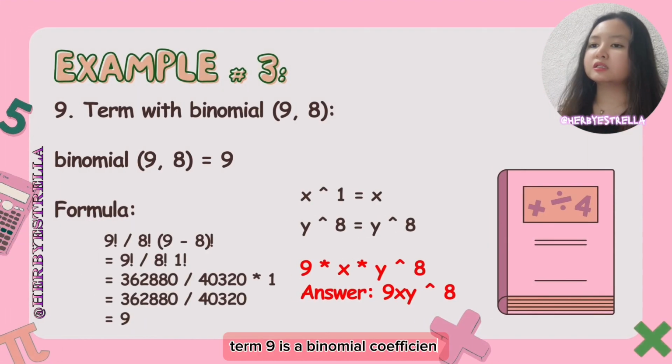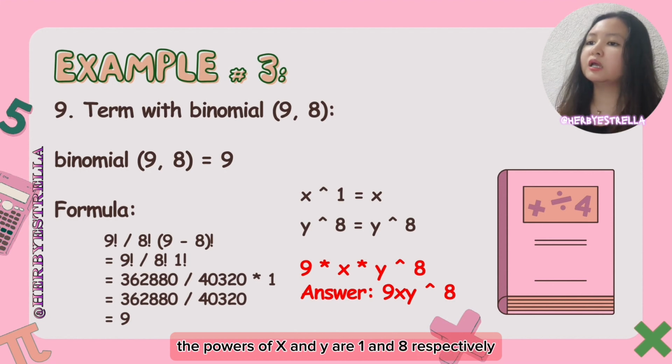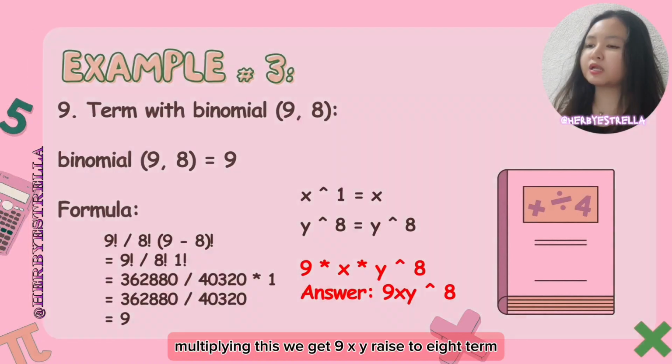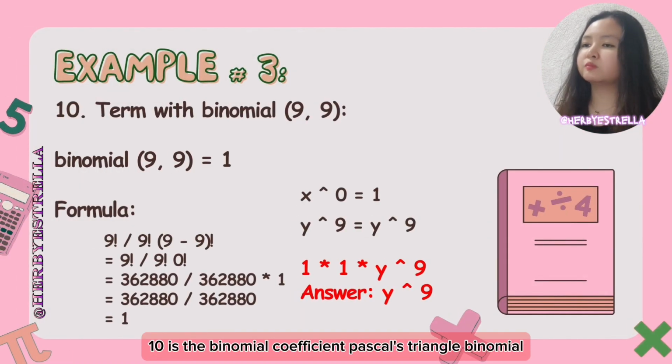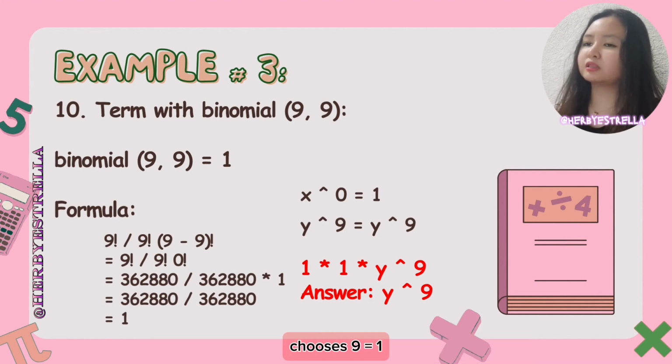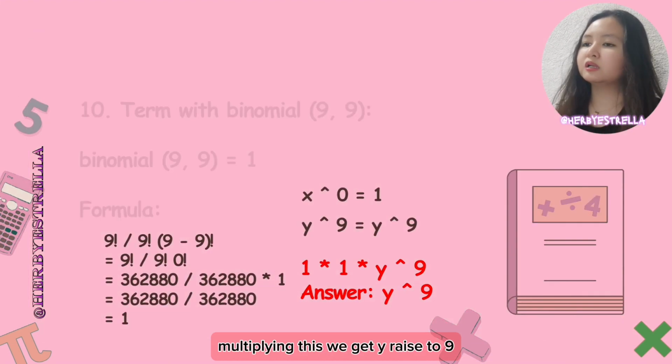Term 9: the binomial coefficient from Pascal's triangle, 9 choose 8, equals 9. The powers of x and y are 1 and 8 respectively. Multiplying this, we get 9xy^8. Term 10: the binomial coefficient from Pascal's triangle, 9 choose 9, equals 1. The powers of x and y are 0 and 9 respectively. Multiplying this, we get y^9.